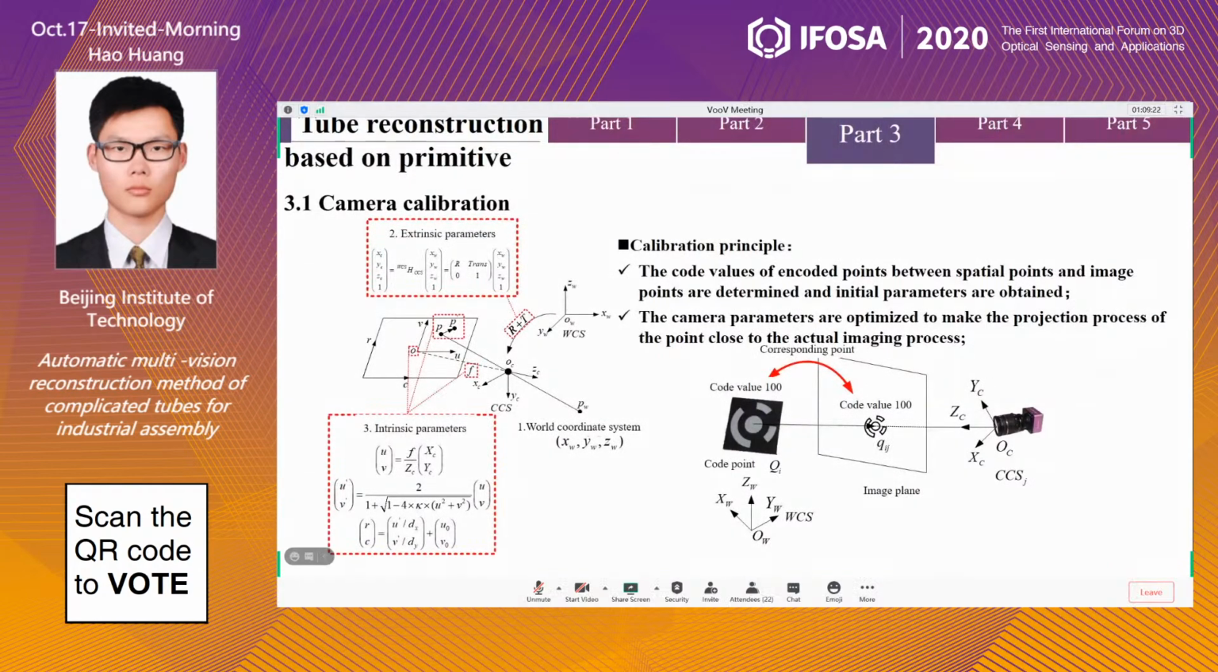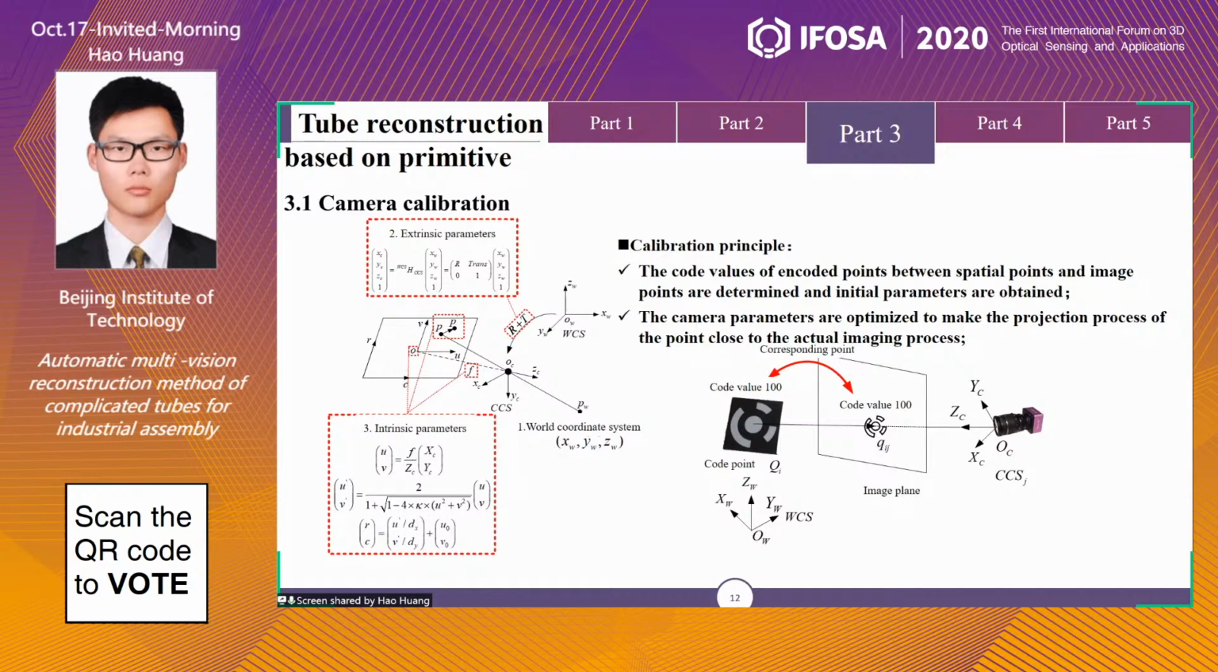In order to ensure the measurement precision, we need to calibrate the cameras, including the intrinsic and extrinsic parameters. The principle is to establish the correlation between spatial points and pixel points using the encode points. As shown in the picture, each encode point can be determined using the spatial encode value. For example, spatial point 100 corresponds to image point 100, and the initial camera parameters can be determined using the relationship.